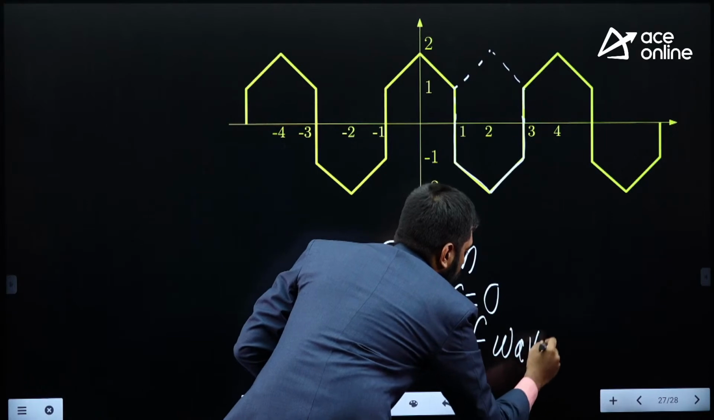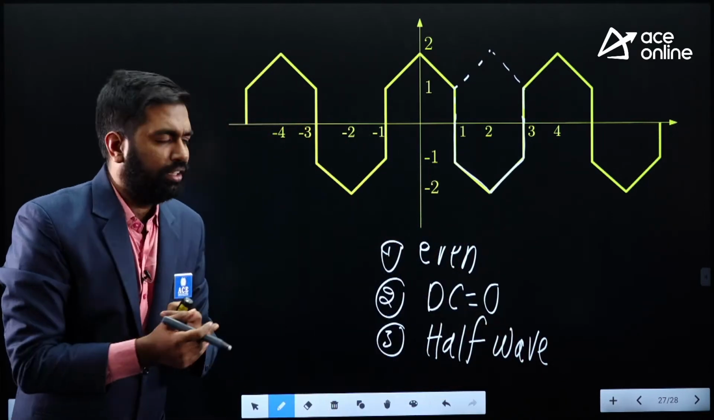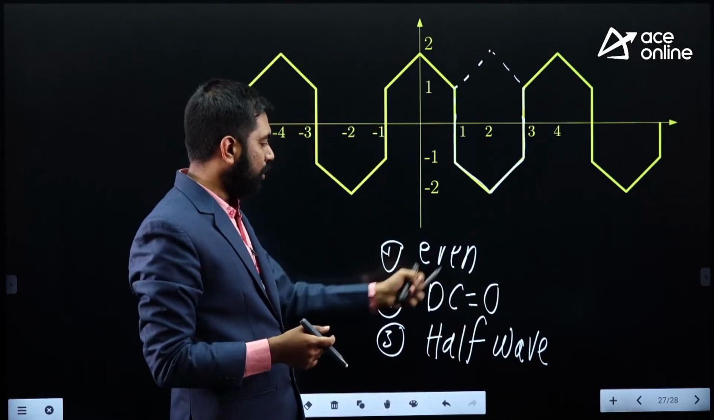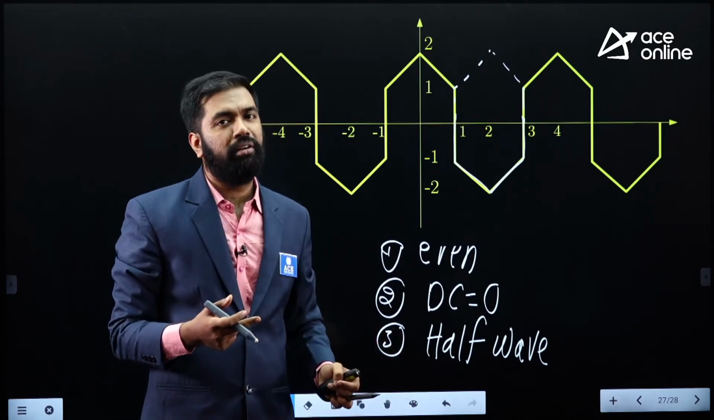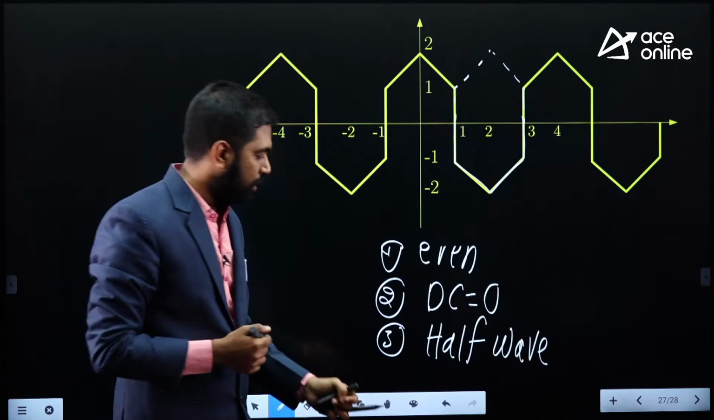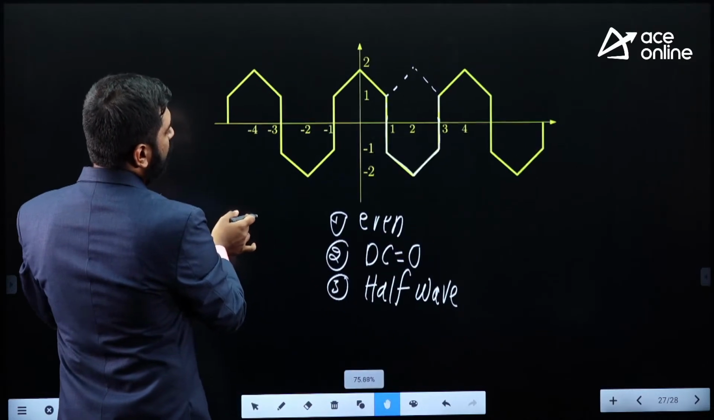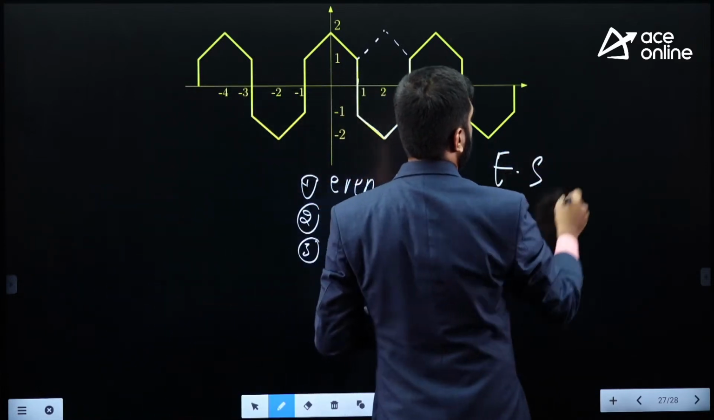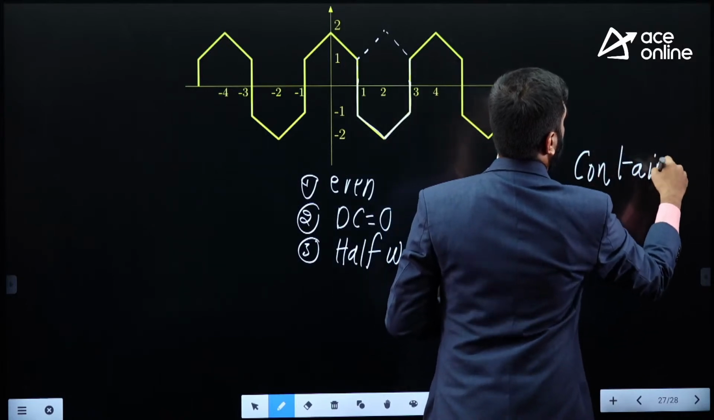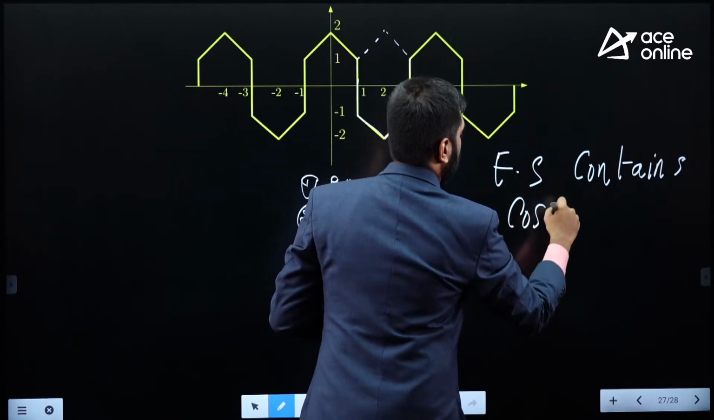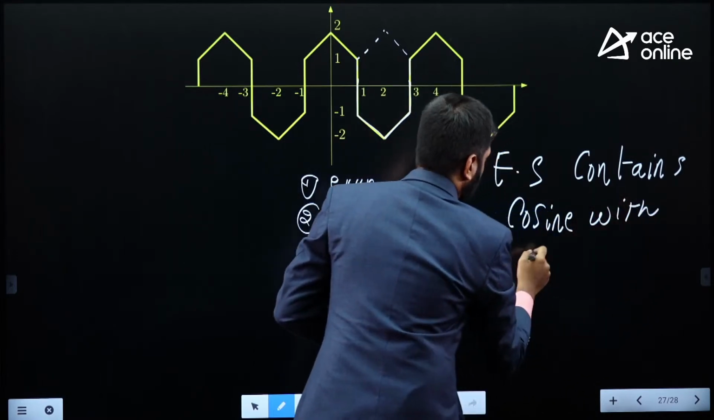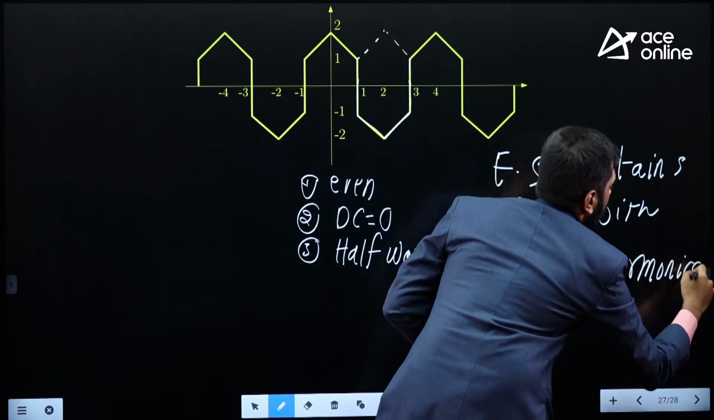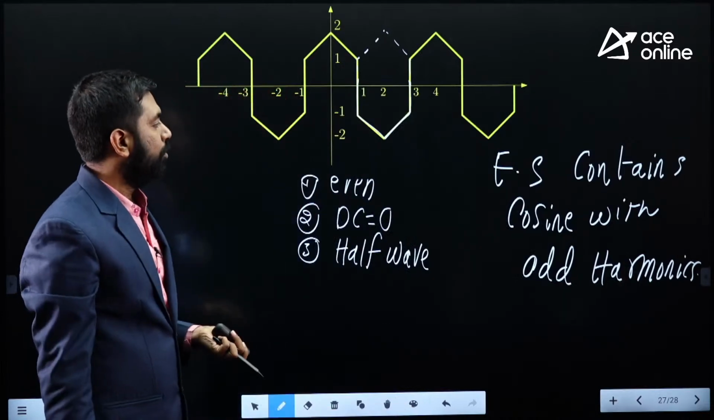Now what's the conclusion? Whenever it is an even signal, it has only cosine terms, right? DC is also 0, so it has only cosine terms. In addition to that, if it's half-wave symmetric, then you will have only odd harmonics. So the Fourier series contains cosine terms with odd harmonics.